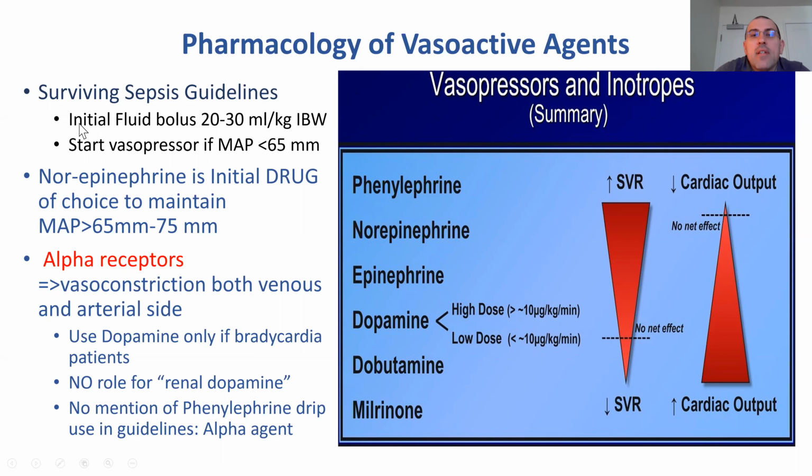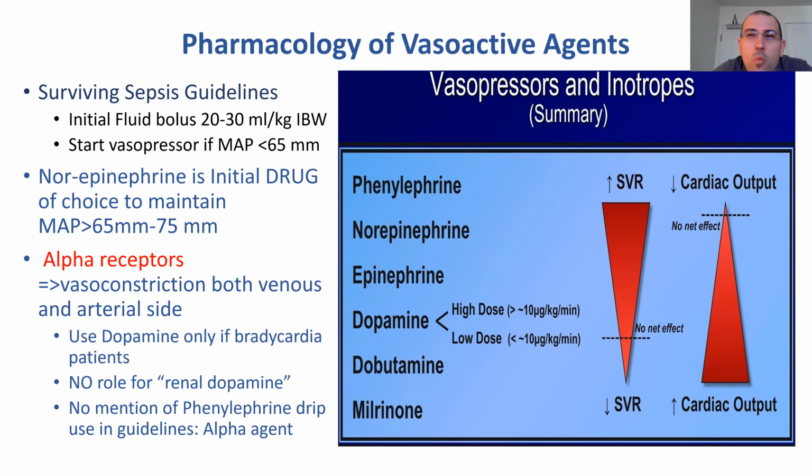So per the Surviving Sepsis guidelines, one of the first things we're going to do is an initial fluid bolus, which is currently recommended per their guidelines at 20 to 30 mLs per kilogram. This is a little outside this talk, but oftentimes some centers use more. They recommend then to start a vasopressor if the MAP is less than 65. And what's the first initial drug they're going to recommend here? Norepinephrine.